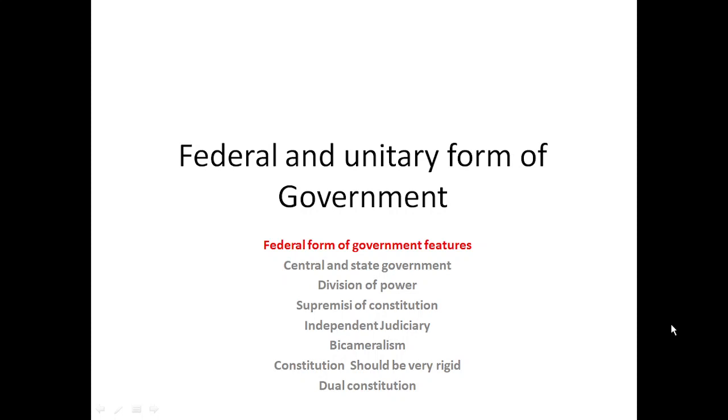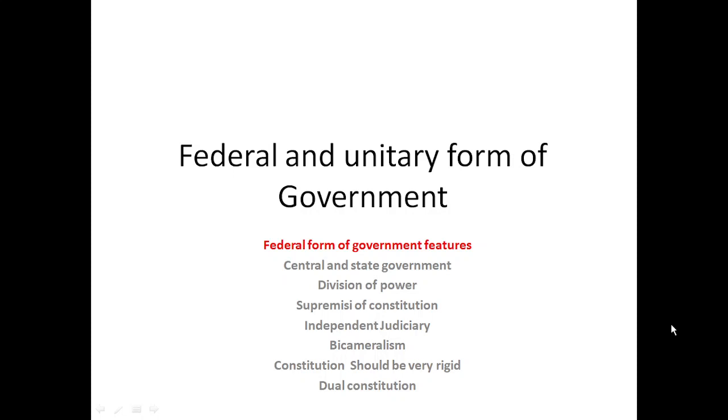In unitary government, all the power is vested in one authority, whereas in federal form of government, there will be two authorities. So that is why we always say a federal government is marked with a decentralized form and unitary is marked as a centralized form. This is about unitary and federalism.